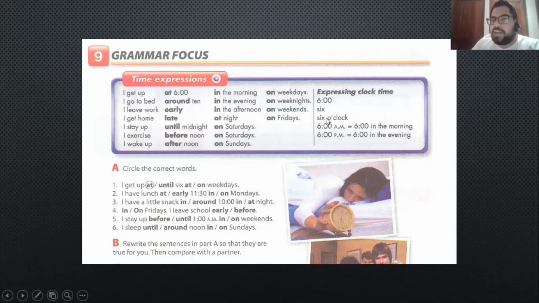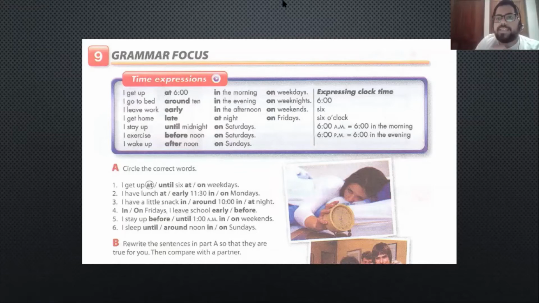Y vean qué interesante, por último tenemos por acá, guys, we can say at 6 o'clock, a las 6 en punto, at 6 o'clock, or we can say at 6 a.m. Look at that, que sería a las 6 de la mañana, or we can say at 6 in the morning. But guys, look at this, we don't combine them, no los combinamos, okay? We don't say, for example, no decimos 6 o'clock a.m. No, we say 6 a.m. or 6 o'clock, but we don't combine them, right? That's really interesting. So look at this.